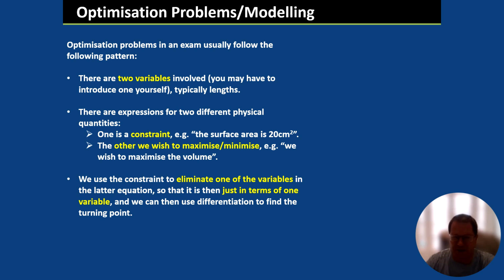Optimisation problems in an exam usually follow the following pattern. There are two variables involved. You may have to introduce one yourself, typically lengths. There are expressions for two different physical quantities. One of these is a constraint. For example, the surface area has to be 20 centimetres squared. The other we wish to maximise or minimise. For example, we wish to maximise the volume. We use the constraint to eliminate one of the variables in the latter equation, so it's then just in terms of one variable, and we can then use differentiation to find the turning point.